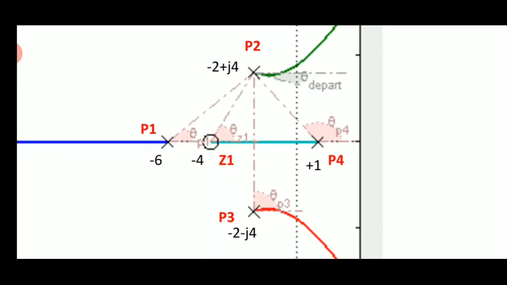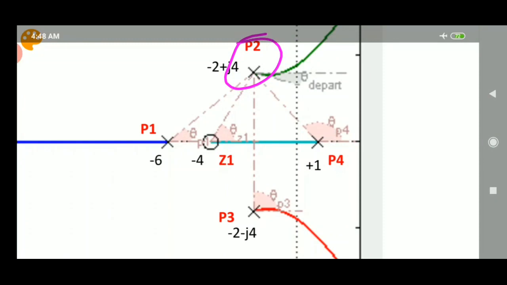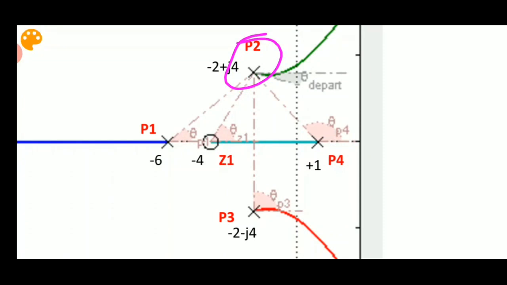Now I'm calculating the angle of departure at a complex conjugate pole, which is P2. So as I'm calculating the angle of departure at this particular pole, connect this pole to all other poles and zeros in the system. They are connected by the dotted lines here, and the angle made by them may not be clear, so I'll read it out. This is theta P1, this is theta P3, and this is theta P4. The notation doesn't matter, it is up to you how you choose it. And this is the angle made by the zero, therefore I name it theta Z1.